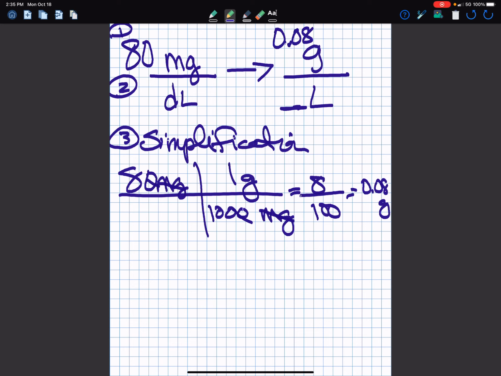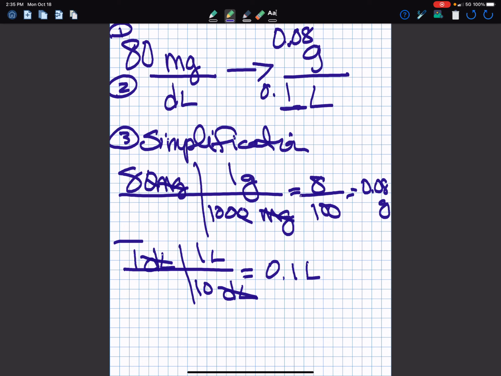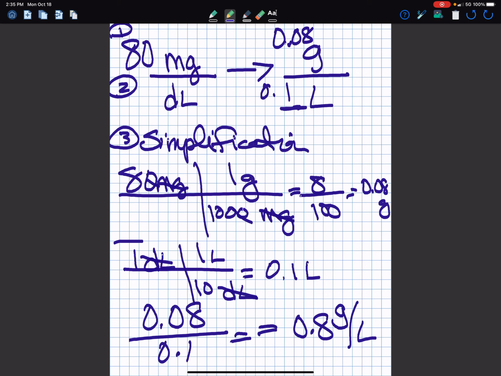All right, so we've got 0.08 grams. Now, the second part is going to be 1 deciliter. I need deciliters on the bottom. 10 deciliters to every 1 liter. That gives me 0.1 liter. So 0.1 liter, but I need it by 1 liter. So I take my 0.08 and I divide it by 0.1 and I get 0.8 grams per liter.